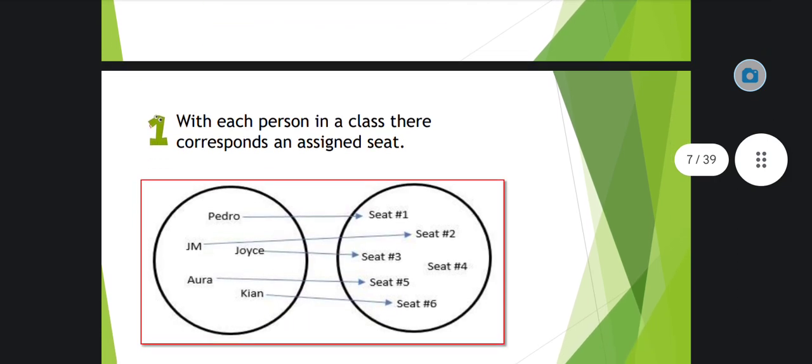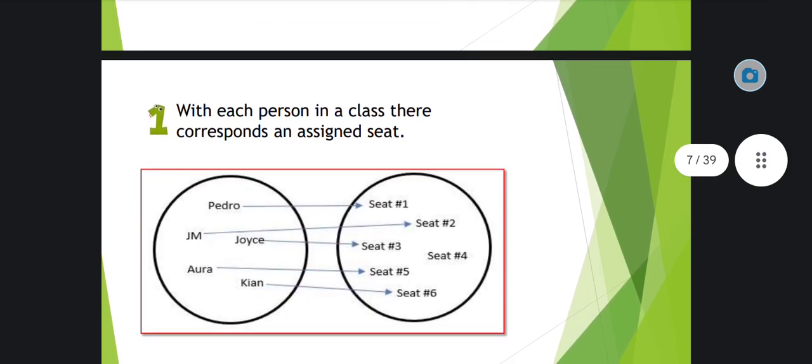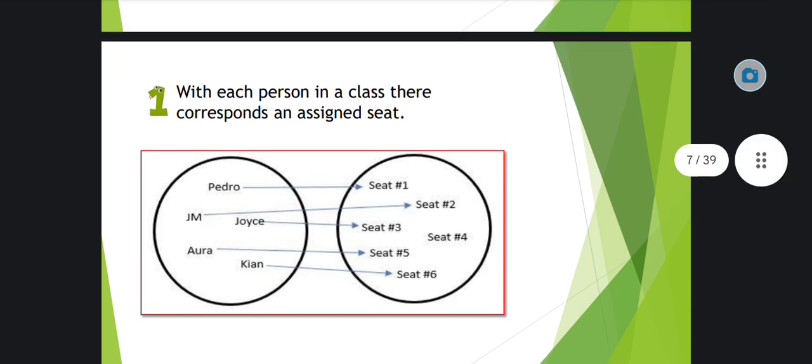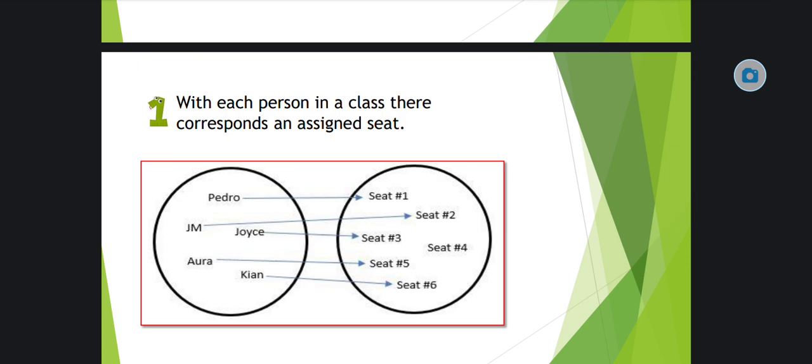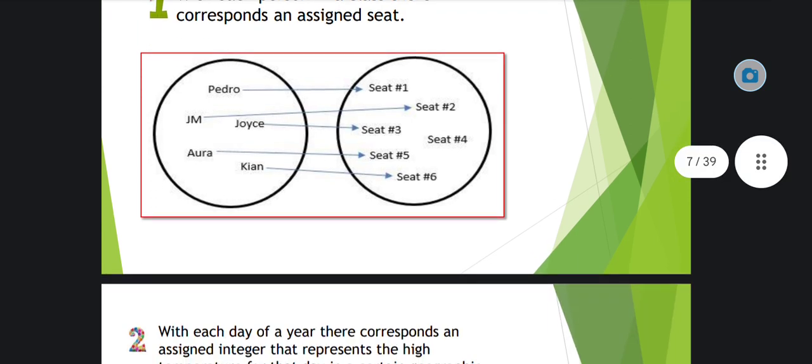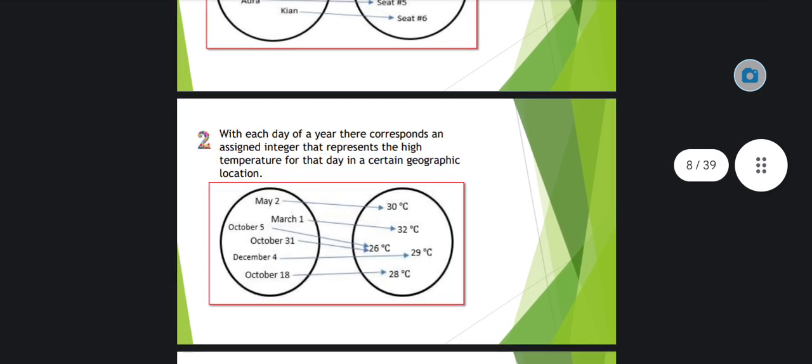we have here an example, class. So you look at the first set. First set: Pedro, JM, Joyce, Aura, and Kian. That's the domain. And they have only one correspondent in set B. Each one has only one partner or only one correspondent in set B. So it is a function. Basta, you only take a look at set A, and if there is only one partner, then it is a function.